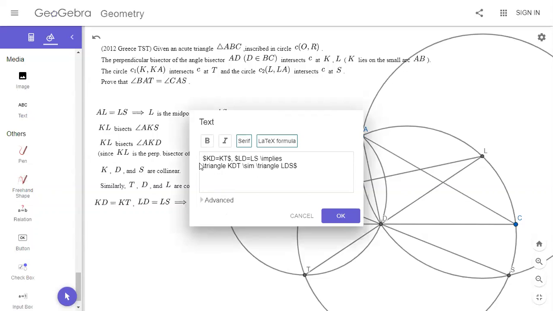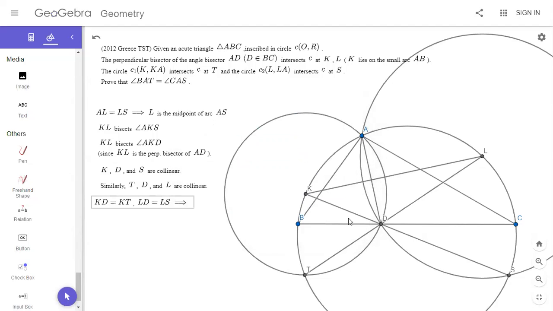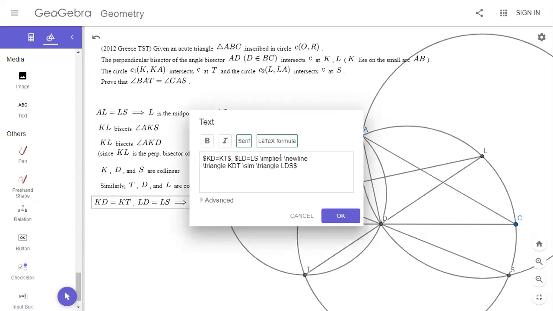Oops. Let me try to move it to a new line. Maybe that'll do it. Whoa. Interesting. Doing a little LaTeX learning here. Screw it. I'll just do this.